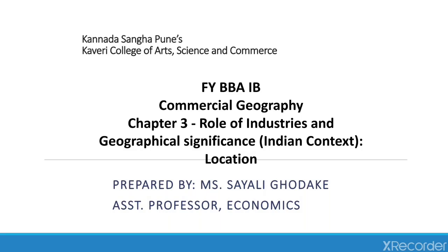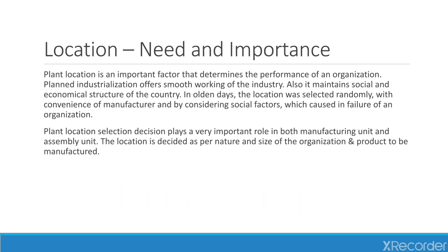The role of industries and geographical significance. The next topic is location. A plant location is an important factor that determines the preference of an organization. Plant industrialization offers smooth working of the industry. It also maintains the social and economic structure of the country.